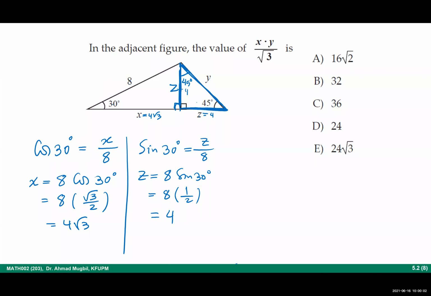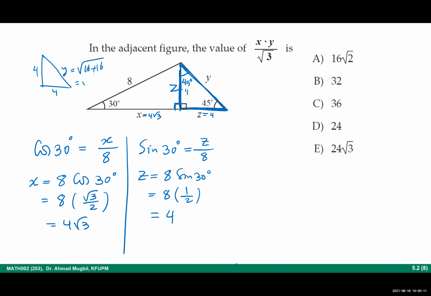This is 4. Now you can use the Pythagorean theorem. This is 4, this is 4, and you can find what this is. Y here will be just the square root of 16 plus 16, which is the square root of 32, which is 16 times 2, so 4 square root of 2. It will be 4 square root of 2.